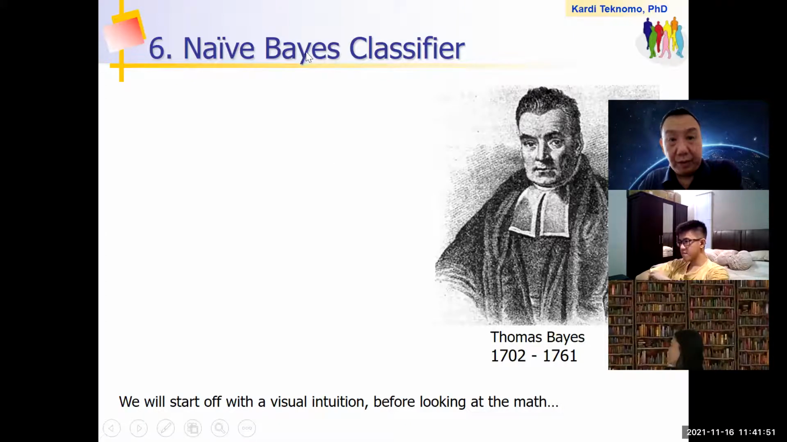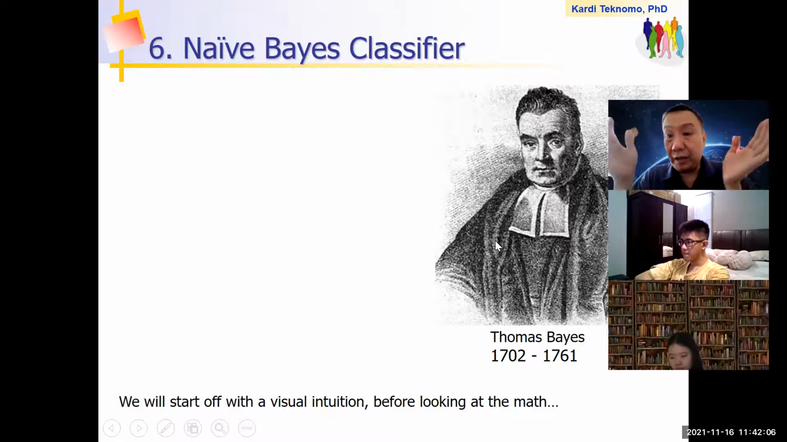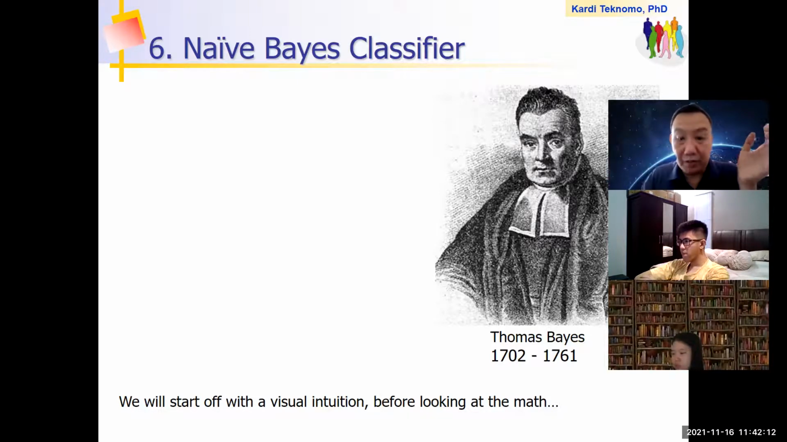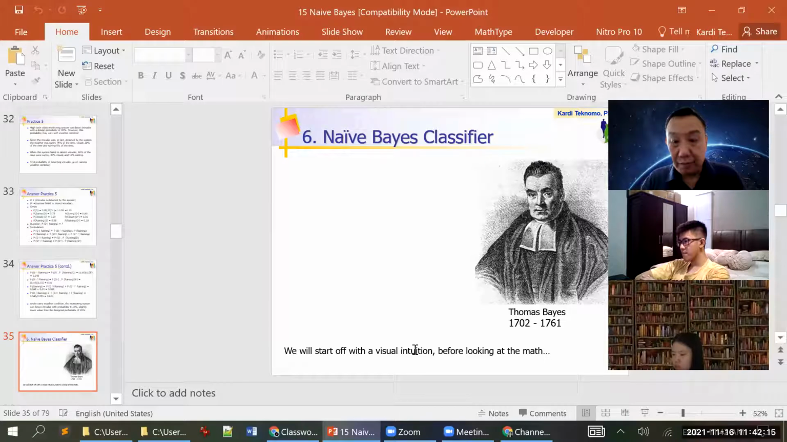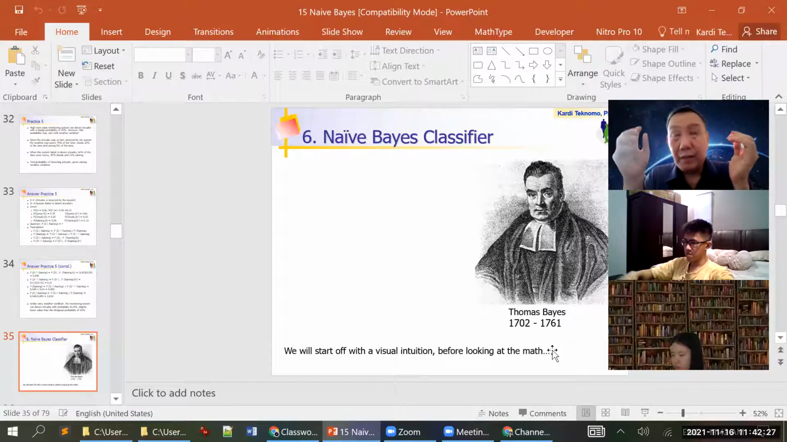The name naive Bayes comes from Thomas Bayes, who created the Bayes rule, and this is indeed based on the Bayes rule. We said classifier, that means this is supervised learning. Do you remember what is the meaning of supervised learning? That means we have a pair of input and output, and the output must be categorical, either ordinal or nominal data type.